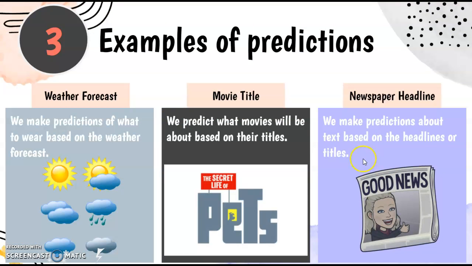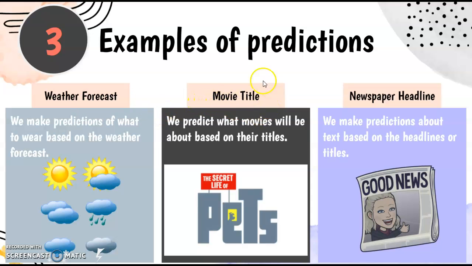Okay, here's some other examples of predictions. Three examples of predictions. One everyday example that you're probably familiar with is the weather forecast. We make predictions of what to wear based on the weather forecast. The weatherman doesn't always know exactly what the weather is going to be. They are making predictions. Their job is based on predictions. So they take information from the past, they use lots of technology to help them predict what the weather is going to be. And then we use that weather prediction to help us decide what we're going to wear.